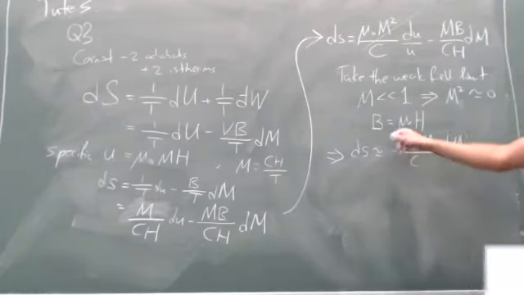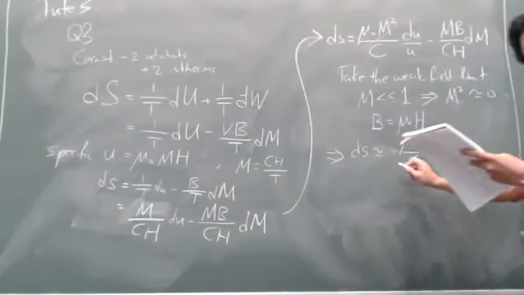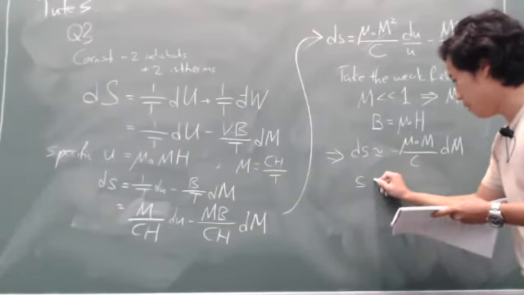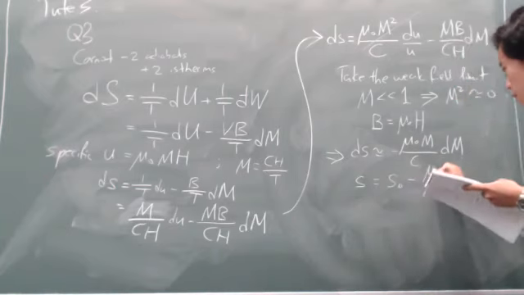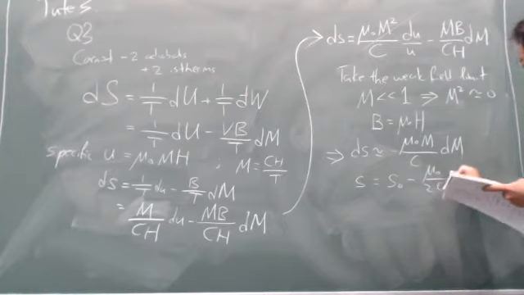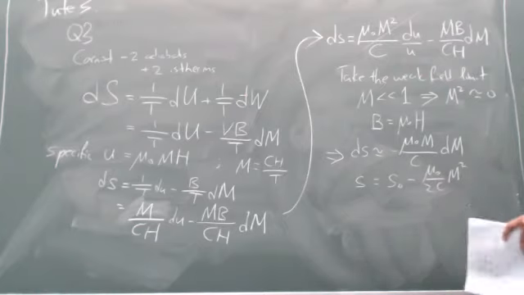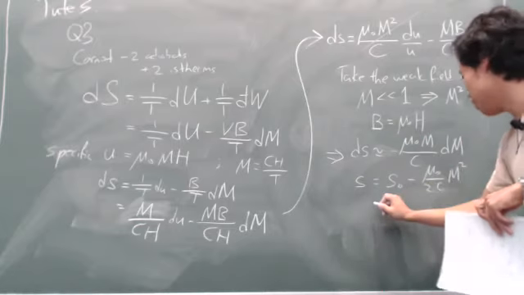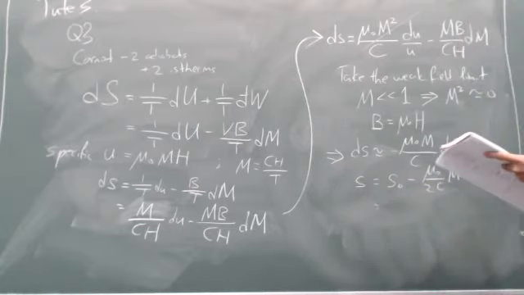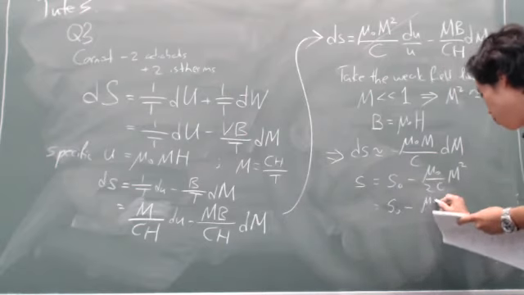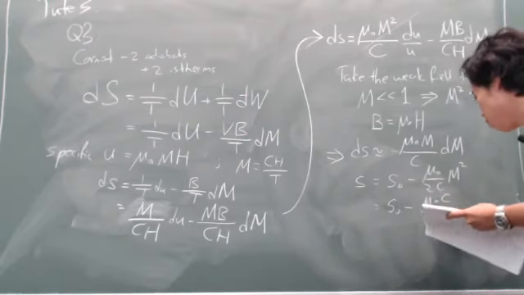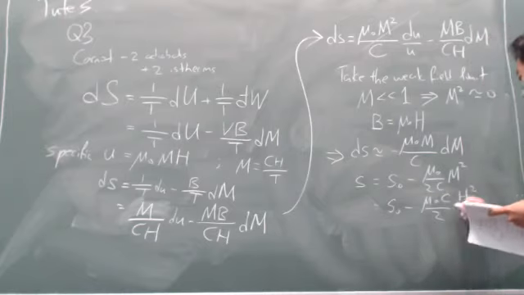If I now integrate this, I get s equal to s naught, some constant, minus mu naught on 2c m squared. And I can use this to sub back to get it in terms of H. So I get s naught minus mu naught c on 2, H squared on T squared.